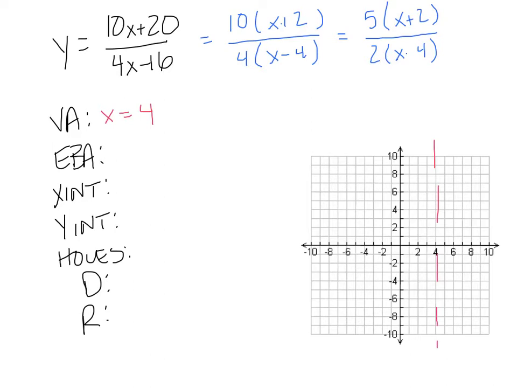End behavior asymptote is the ratio of the leading coefficients, and in this case, it's going to be 5 over 2. I could do this with 10 over 4, but you'd have to simplify it anyways. So my end behavior asymptote is going to be 5 halves, which is about 2.5. X-intercept, the number that makes the numerator equal to 0. Good thing we factored it, because that makes it easy to see that our x-intercept is going to be negative 2.